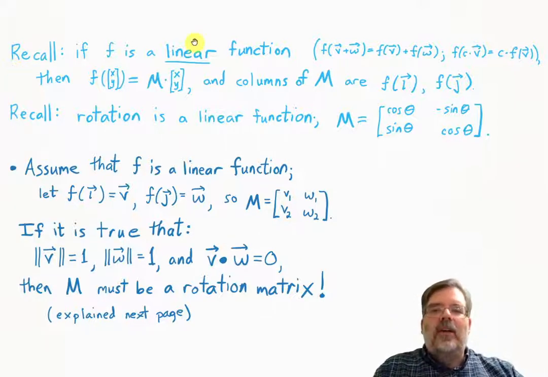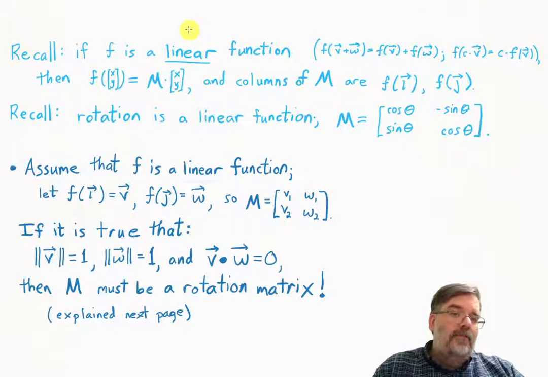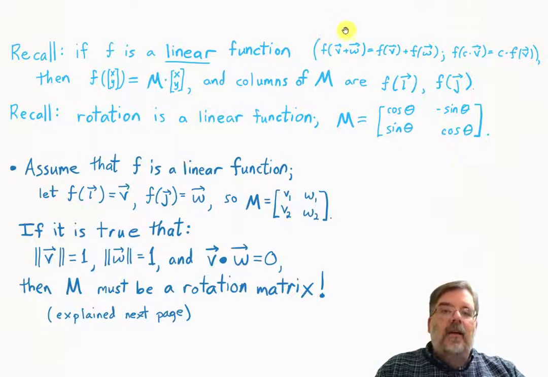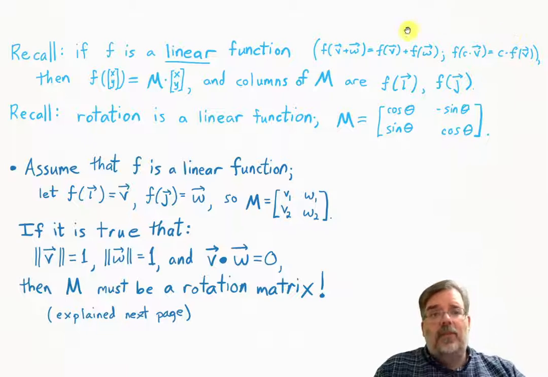A long time ago, we talked about things called linear functions. A linear function is basically a function with vector inputs and vector outputs, and it behaves nicely with respect to the vector operations. You can simplify it or distribute it through vector addition and scalar multiplication. So if f is a linear function, then f of v plus w is equal to f of v plus f of w. Also, f of c times v is equal to c times f of v. That's not true for all vector functions, but if these are both true, then that function is called linear.